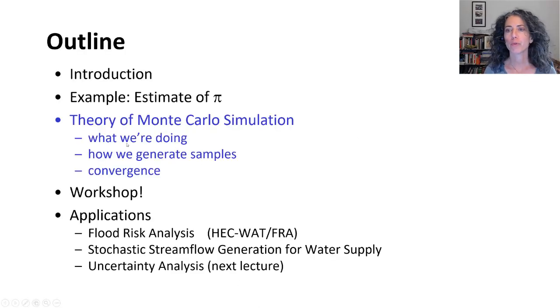So here on our outline, we're on the theory of Monte Carlo simulation. I had described one description of Monte Carlo simulation as a method for computing a function of a random variable, and doing it by replacing that random variable with a large sample of values from its distribution, right? So I'm going to go ahead and walk through that approach.